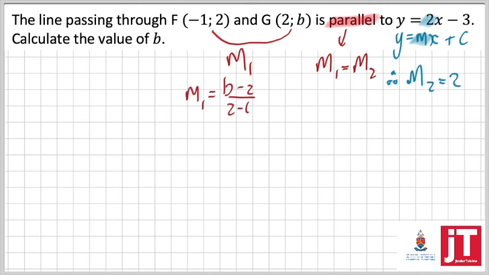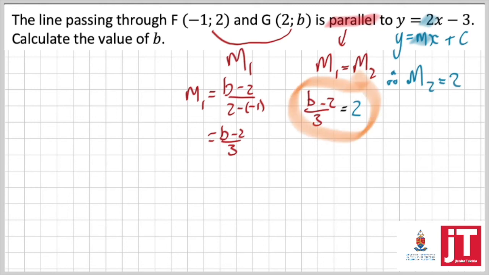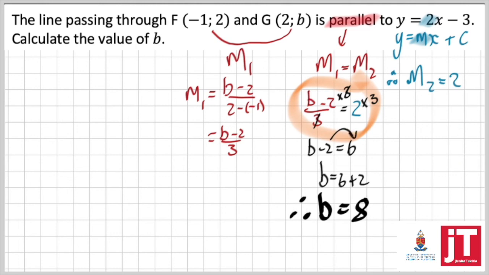So in other words, if I calculate M1 using the formula, I get (B minus 2)/3. And this must be equal to 2 because the lines are parallel to one another. Solving for B, I'm doing it as a normal equation, multiplying by 3 on both sides. Solving for B, so B must be 8.